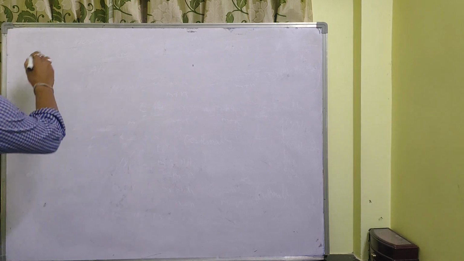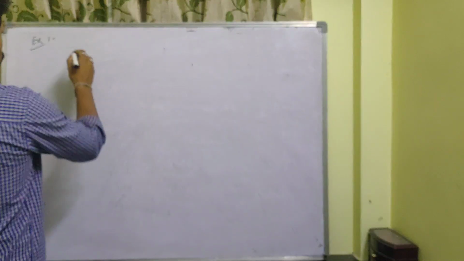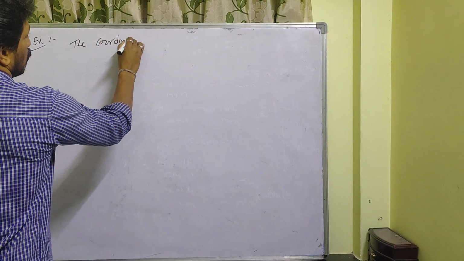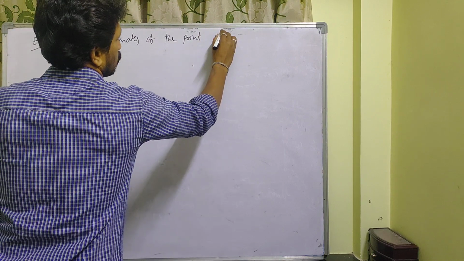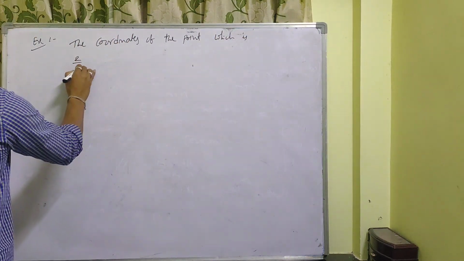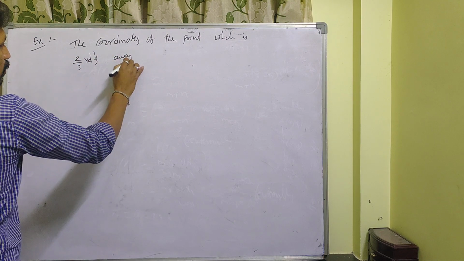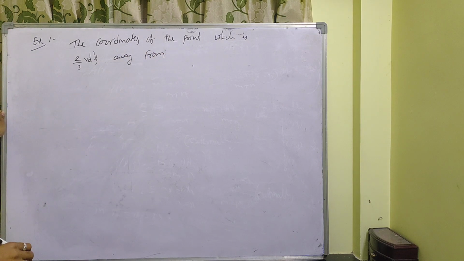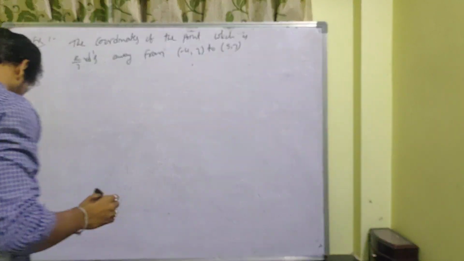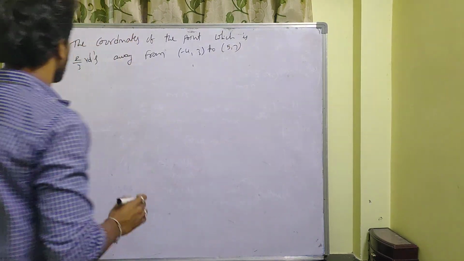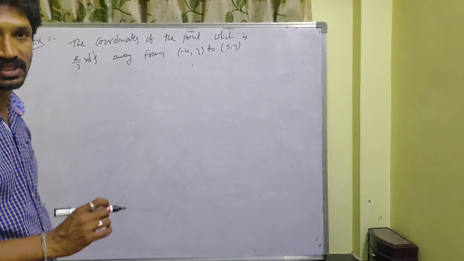See one example. Find the coordinates of the point which is two-thirds of the way from minus 4 comma 3 to 5 comma 7.